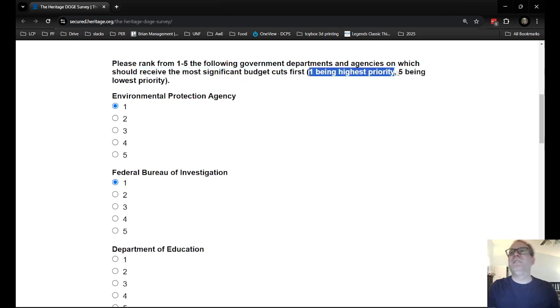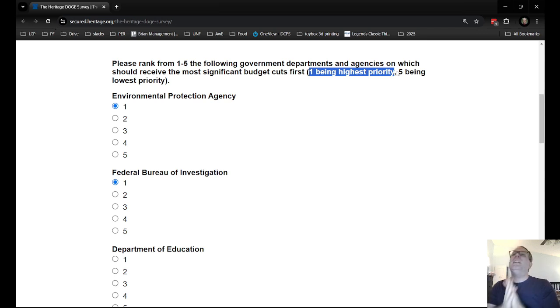And then they do this. And here they flip it again. They want 1 to be the highest and 5 to be the lowest. So 1 is highest for cutting and 5 is lowest for cutting, which means 5 is highest for keeping. There are two layers of double negatives in here. That's really confusing to read.